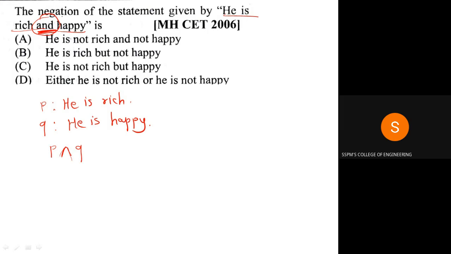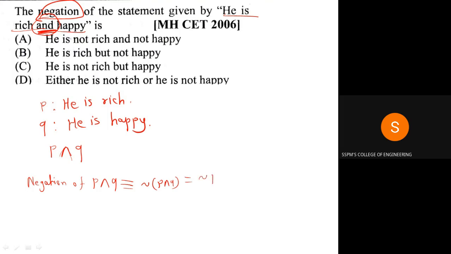And we have been asked to find the negation of that statement. Now, what is the negation of P and Q? Negation of P and Q means what?